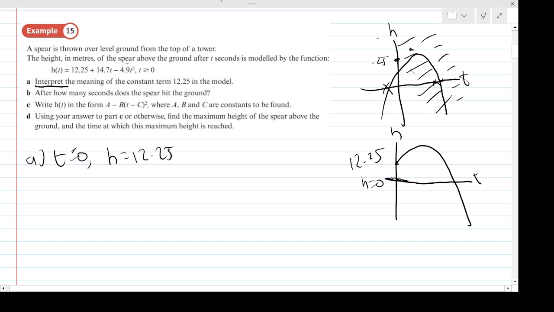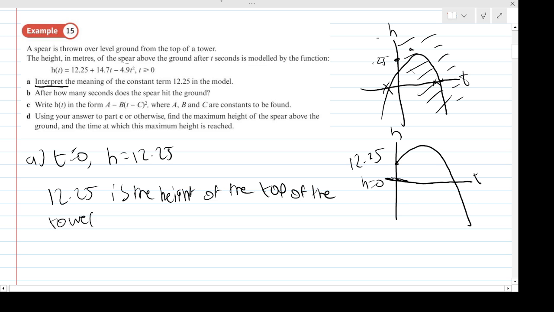So actually then interpreting it, see how I've given what that means in terms of the real life. 12.25 is the height of the top of the tower in meters, right? And that's really it.